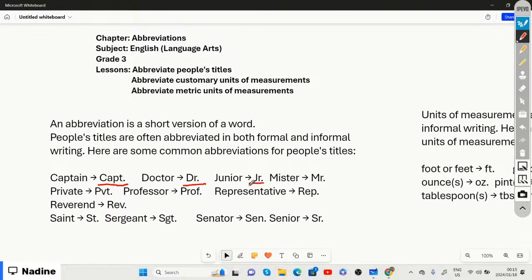Mr. It's like saying Miss and Mr. So Mr. we abbreviate with MR, period. Private, right? Private Ryan, that we abbreviate by PVT and a period.